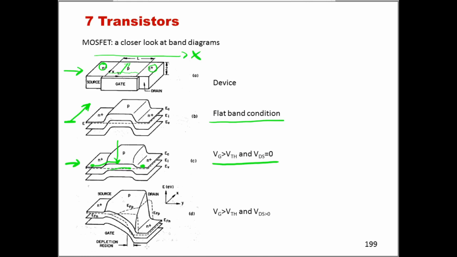If we then apply a VDS bigger than 0, so, as we know now, applying a positive voltage on the drain means that we push down the drain side of the energy diagram, and so we end up with something similar to this.